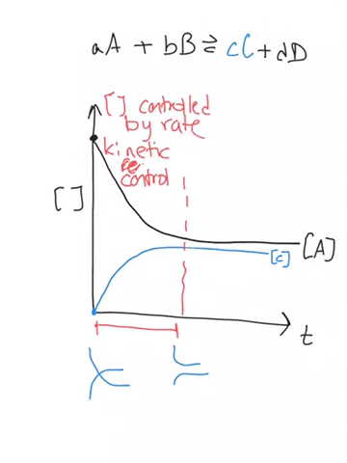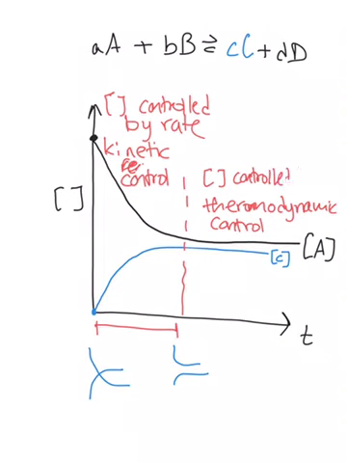On the other hand, when I get to the other side of that dotted line, this reaction is under what we call thermodynamic control. So that just means that concentration is controlled by free energy, basically. And instead of free energy, we're going to use this idea of what's called an equilibrium constant, or a K. And K, big K, is called the equilibrium constant. So when you see big K, you think equilibrium constant.